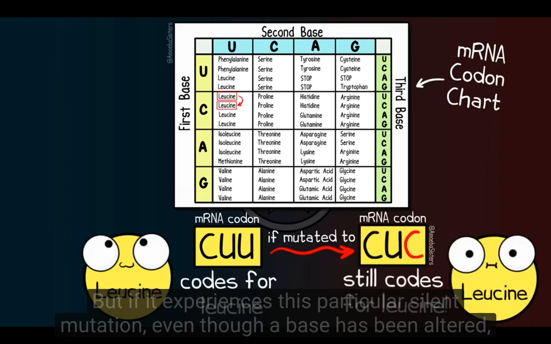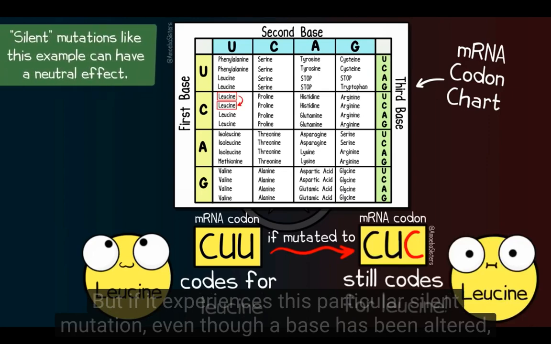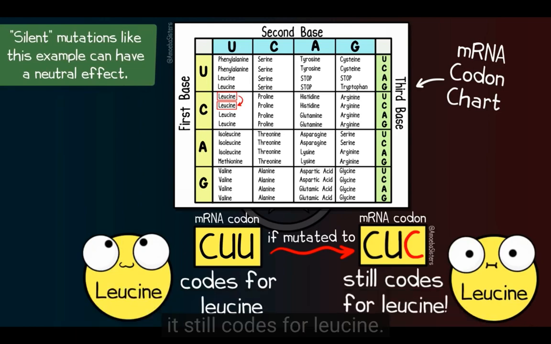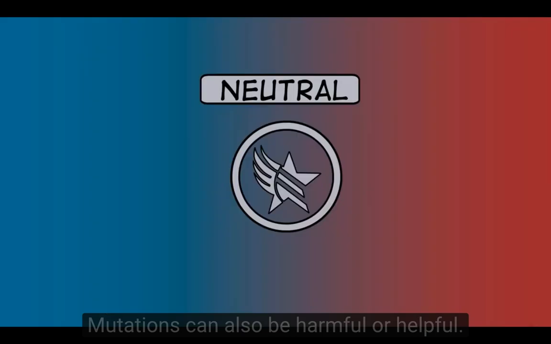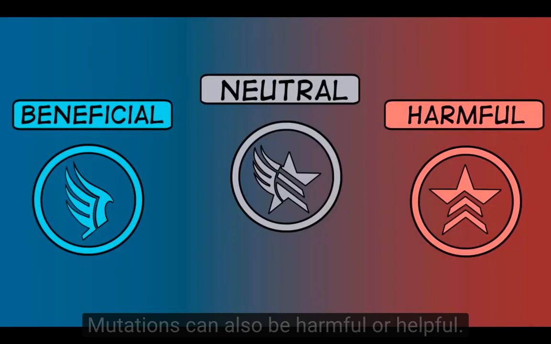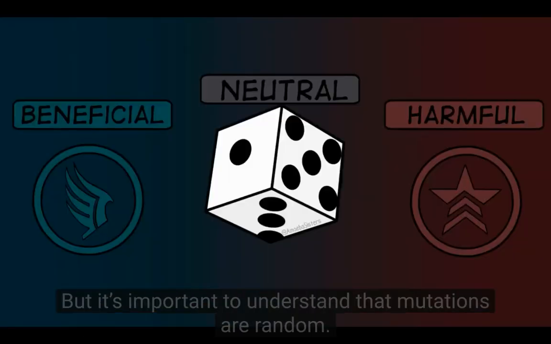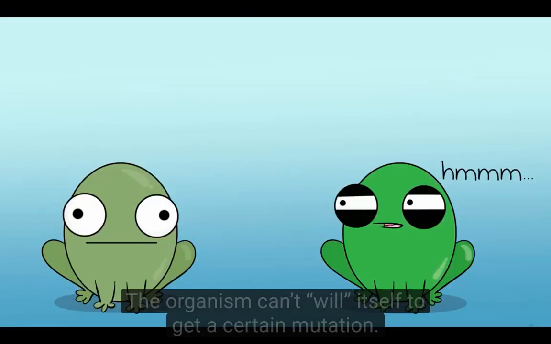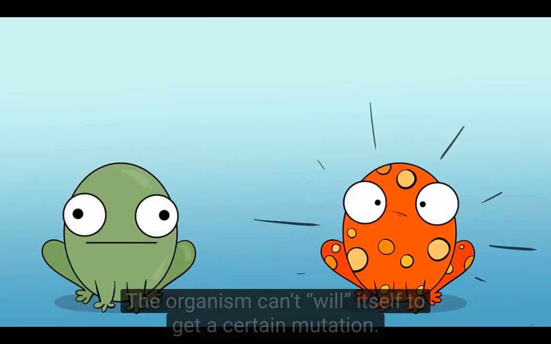But if it experiences this particular silent mutation, even though a base has been altered, it still codes for leucine. It did not change the amino acid. Mutations can also be harmful or helpful, but it's important to understand that mutations are random. The organism can't will itself to get a certain mutation.